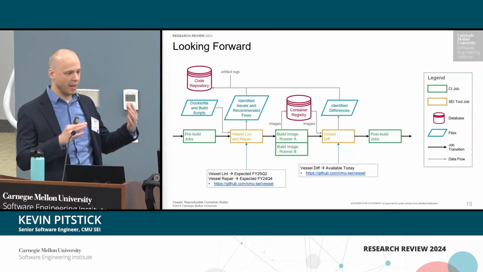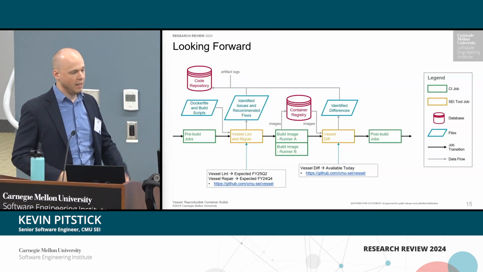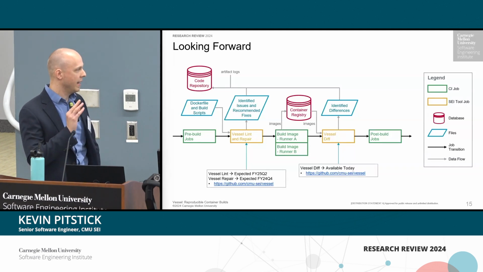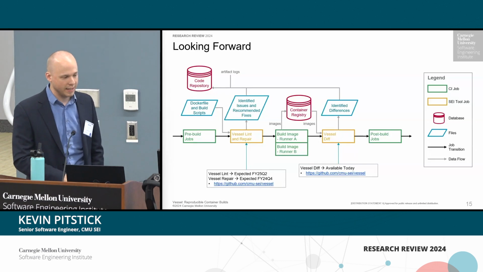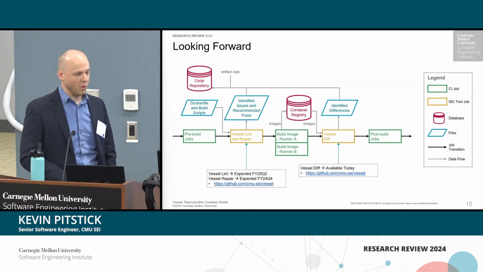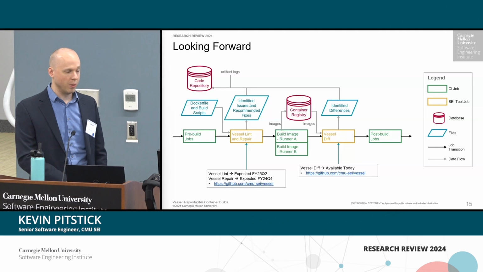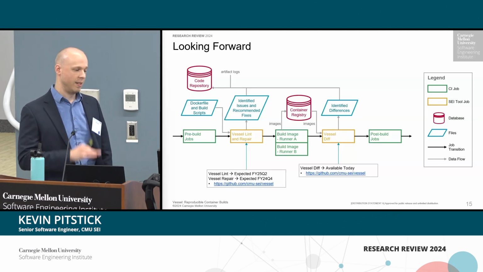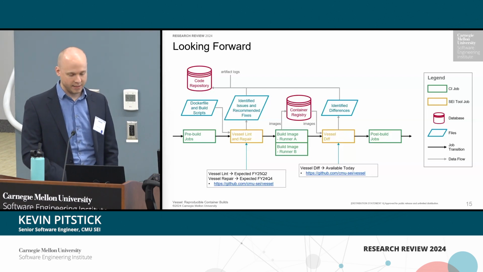So looking forward, coming back to this image at the beginning, we have the Vessel diff tool available today at the CMU-SCI GitHub page. We do have the linting and repair tools that we're working on now. We're expecting those to come out later next year, hopefully at that same URL location.